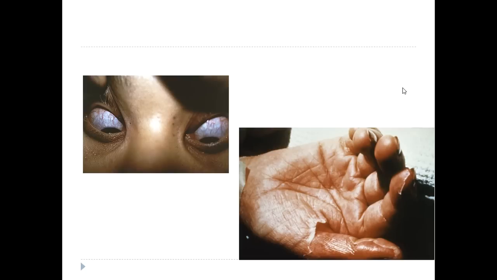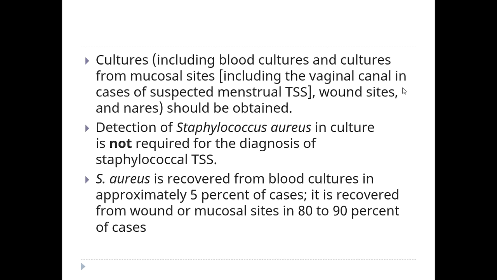Eyes, any comments? This is known as conjunctival suffusion. Hands, very good. Desquamation of the skin. So these are all very early warning signs of staphylococcal or streptococcal toxic shock syndrome.